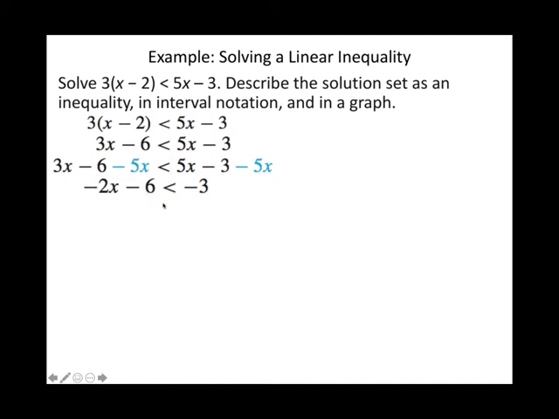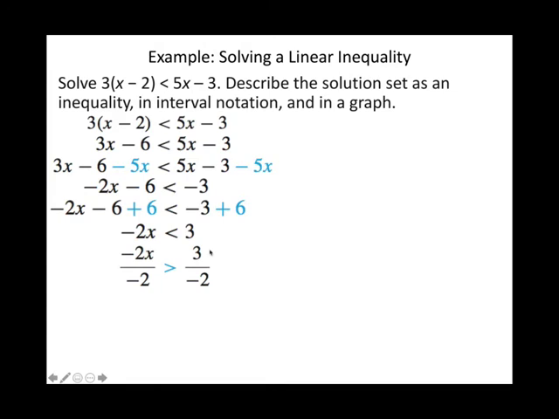Now we're going to add 6 for both sides here. So cancel out. I only have a -2x less than +3. Okay, now we're gonna divide it by -2 for both sides. Again, when you divide it in negative constant, you want to switch the sign here. So you should get x greater than -3/2.